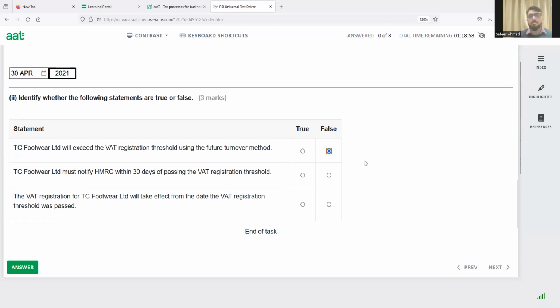Second statement is TC Footwear Limited must notify HMRC within 30 days of passing the VAT registration threshold. That's true. That's the law. That's a rule set by HMRC.